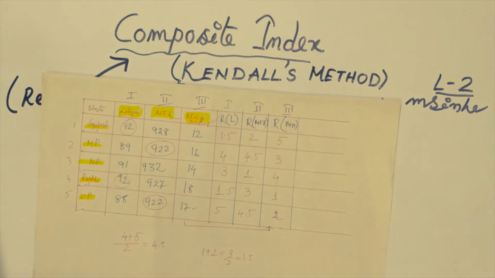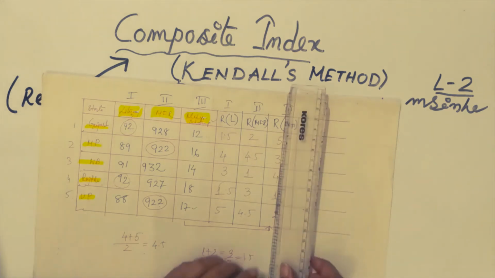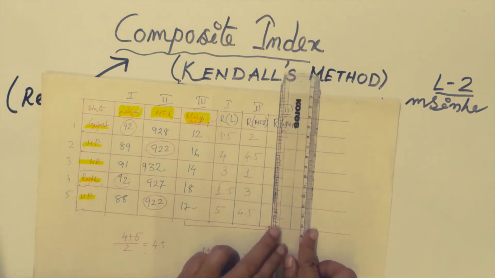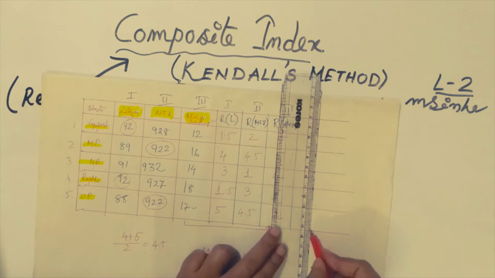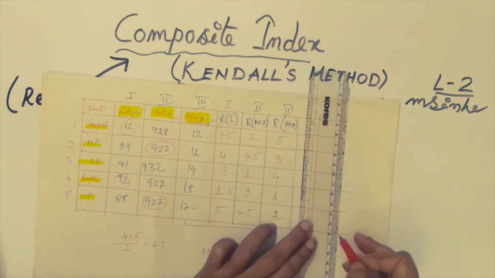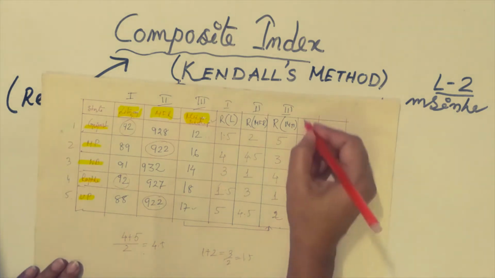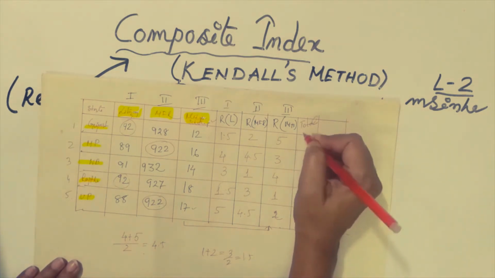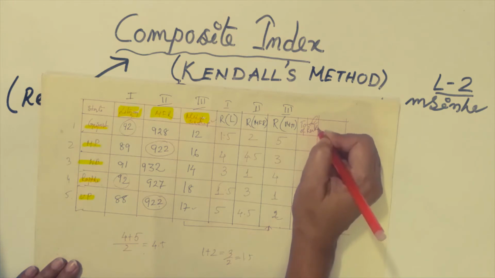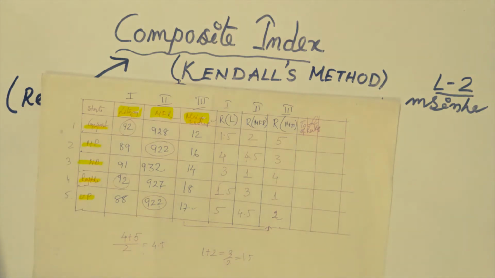For that ranking system, you have to follow the principle of either ascending order or descending order, but you have to maintain the parity. Next is the sum of all the rankings, the total of the rankings.